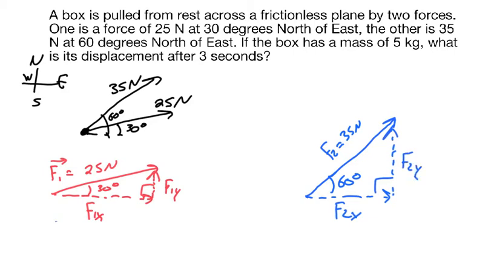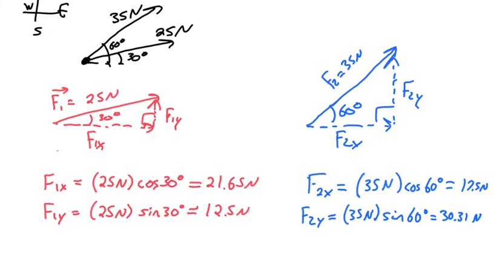And then I can use trig to solve for each of those x and y components. So by using sine and cosine, I can get the x and the y pieces here. For the first force, we have 21.65 newtons using cosine. Then using sine, we get 12.5 newtons, and that's the y side, the opposite side. On the second force, we get 17.5 for the x part, 30.31 for the y part.